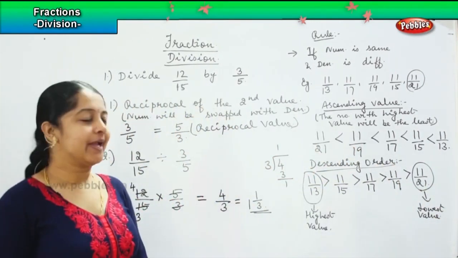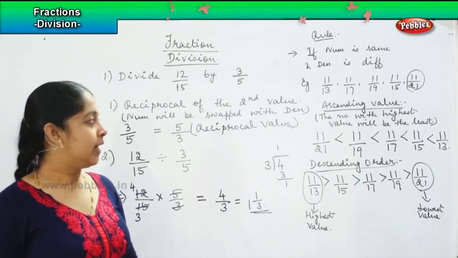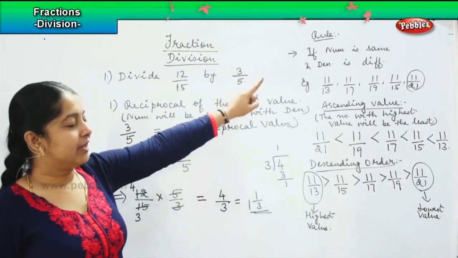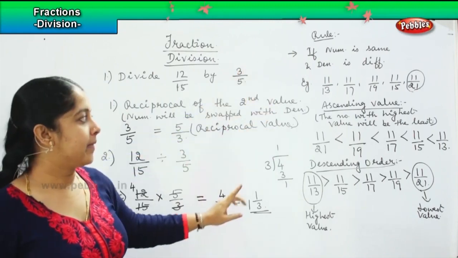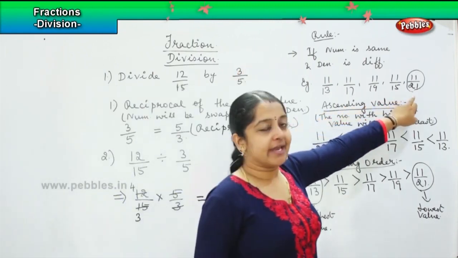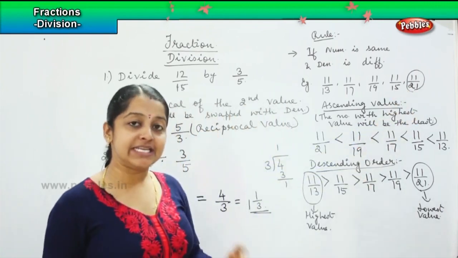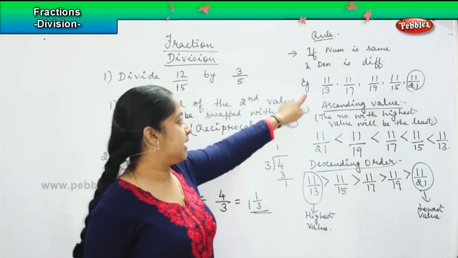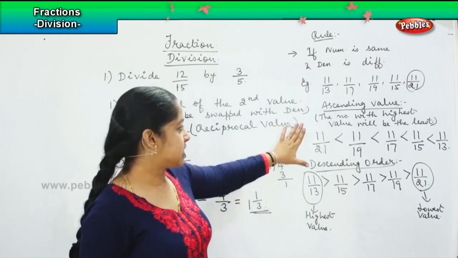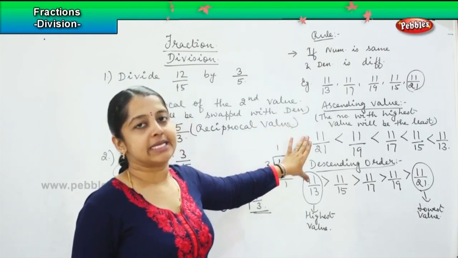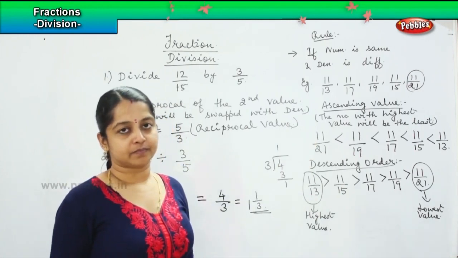Okay. So whenever the denominator value is different and the numerator is same, just remember that the value with the highest denominator will be considered as the least value and the value with the lesser denominator will be considered as the highest value. So this is how you will be presenting it in the ascending or the descending order.